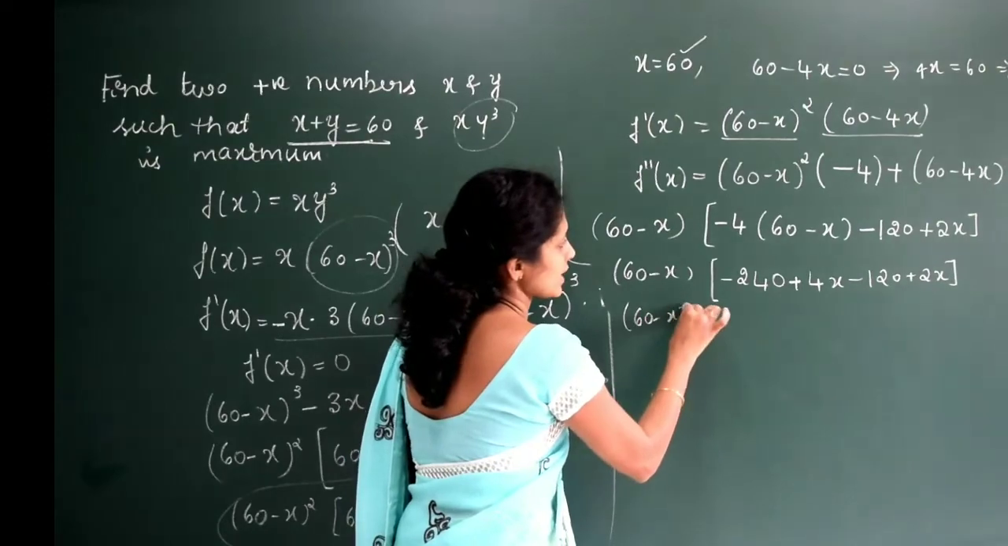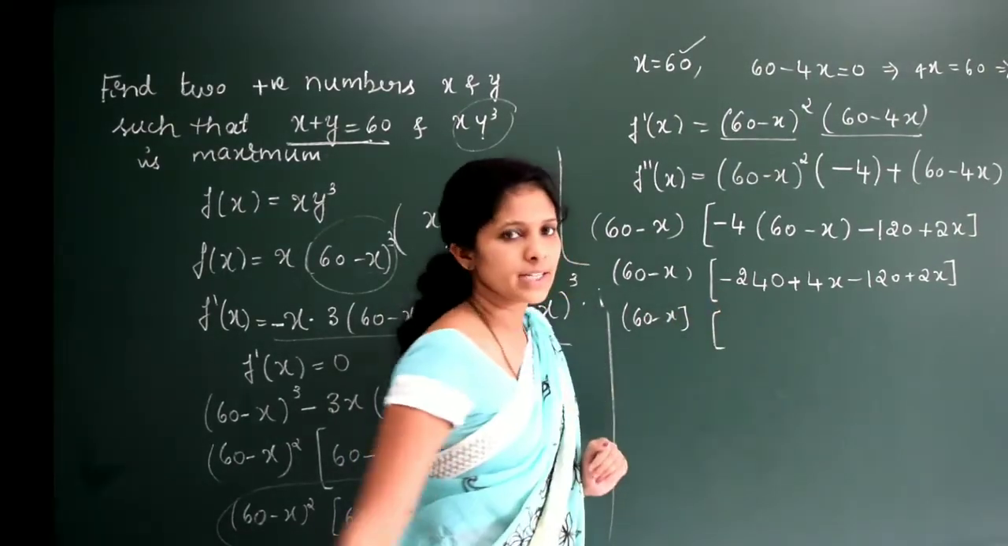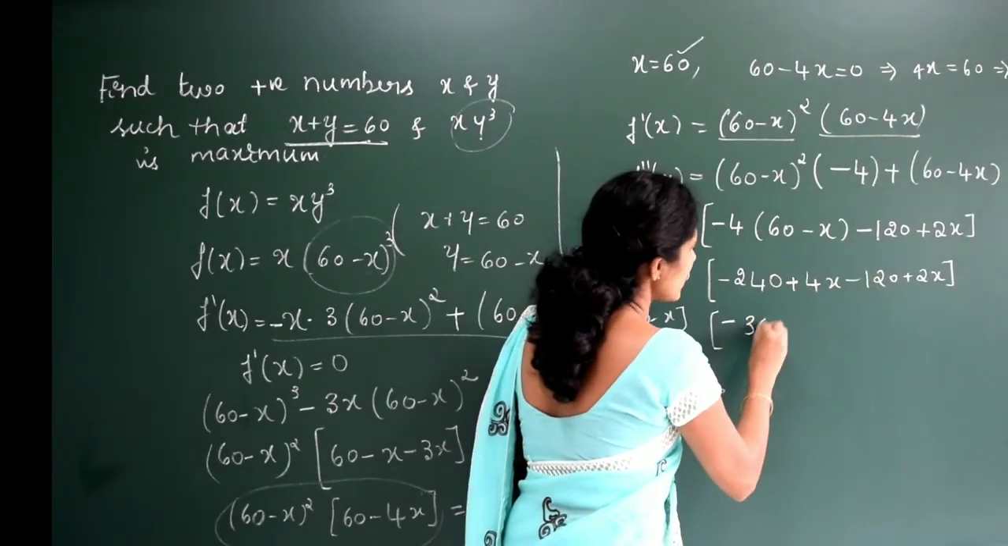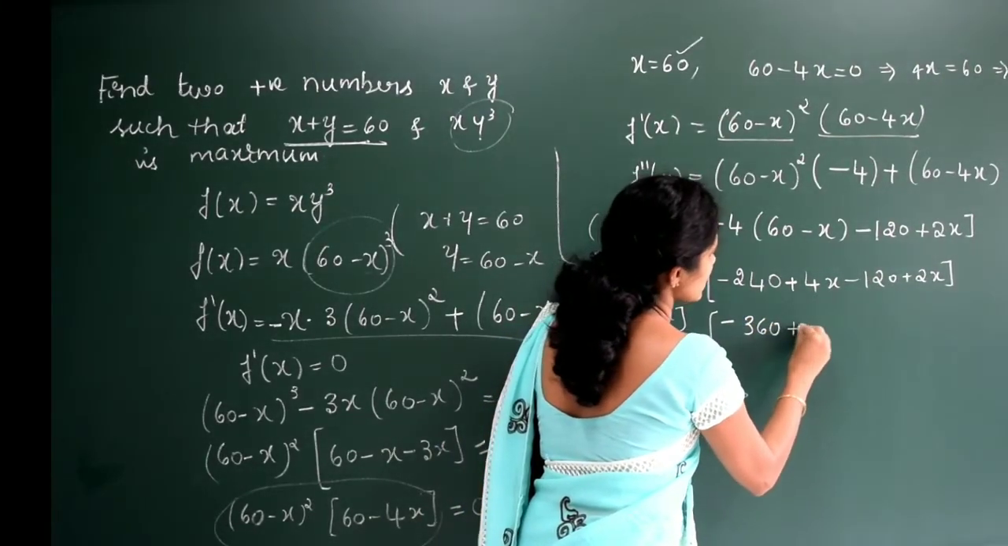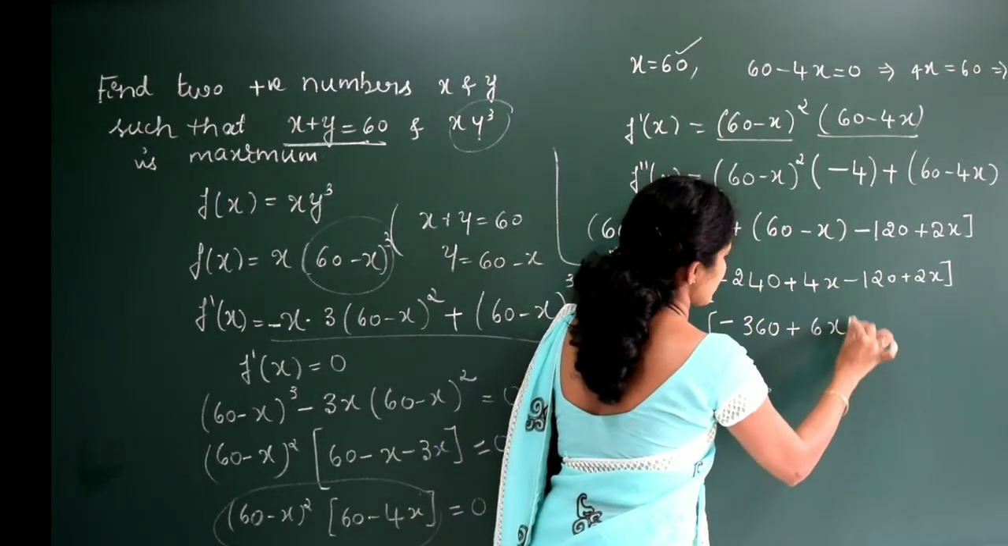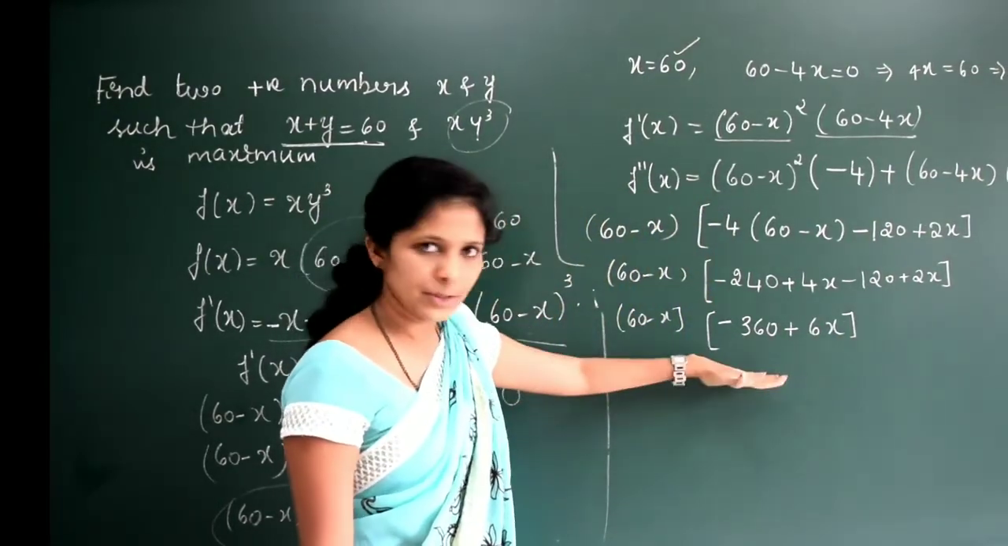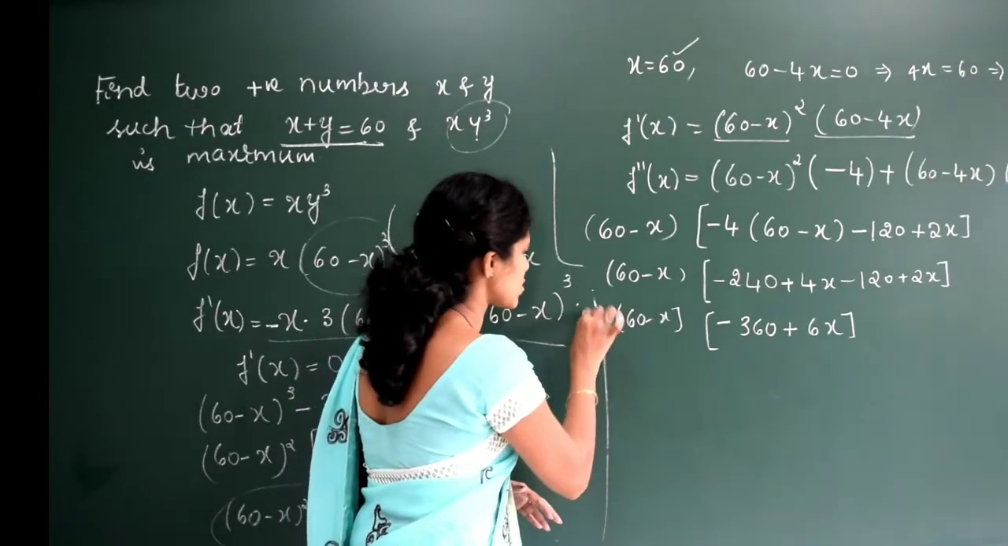60 minus x into minus 240 minus 120 will be minus 360, right? Minus 360 plus 4x plus 2x will be 6x. Clear? So we can take 6 common again, or else let it be as it is. This is now f double dash of x.